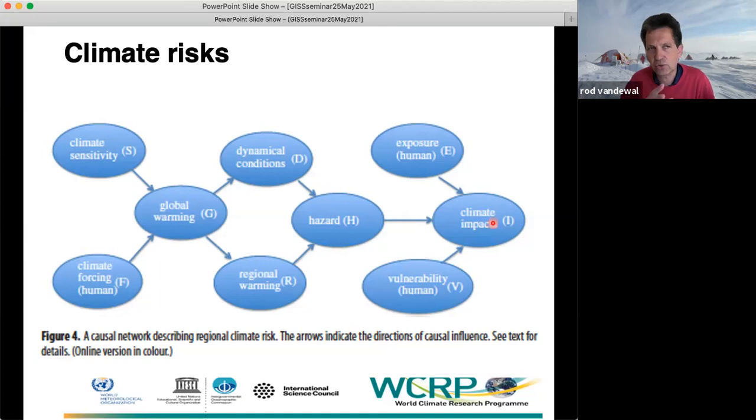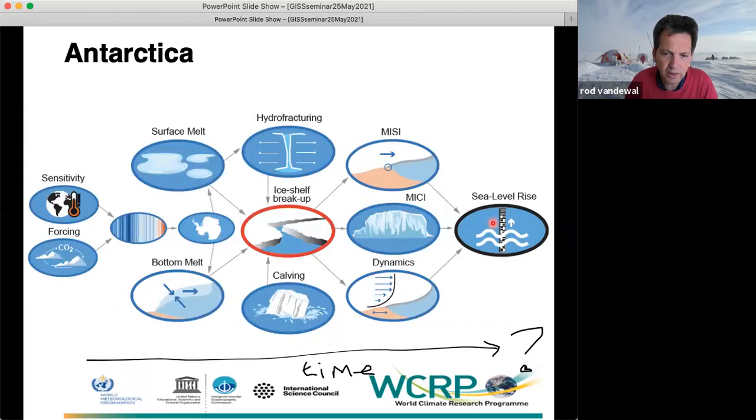So this idea of a causal chain of processes is what we try to apply to the sea level context. And I'll show you how we do that for Antarctica, where the Antarctic ice sheet is one of the contributors to sea level rise. So you have the sensitivity and the forcing. It leads to a temperature change. This temperature change on Earth leads to changes in the environmental conditions in Antarctica, which leads to changes in surface melt and in bottom melt.